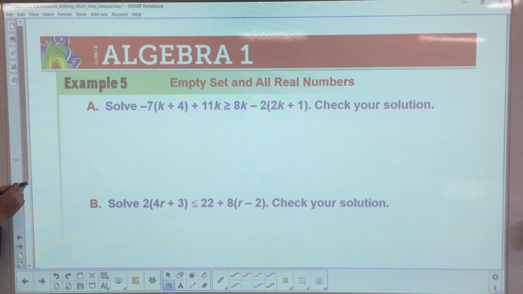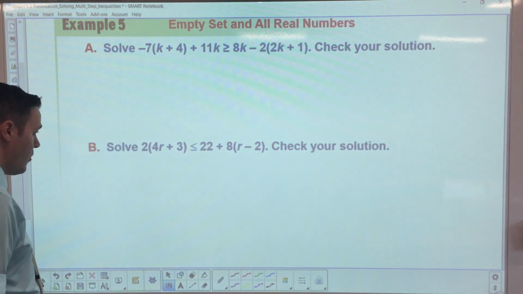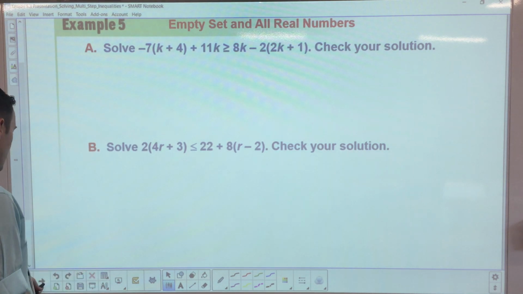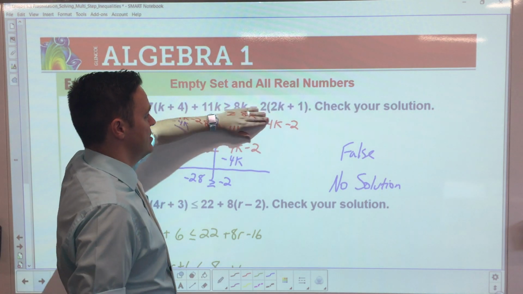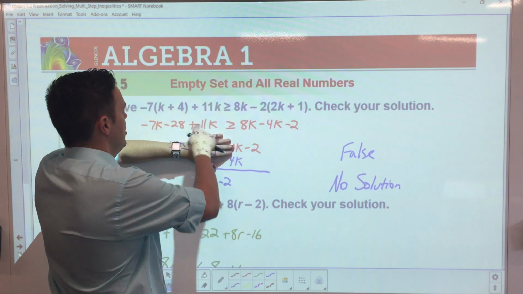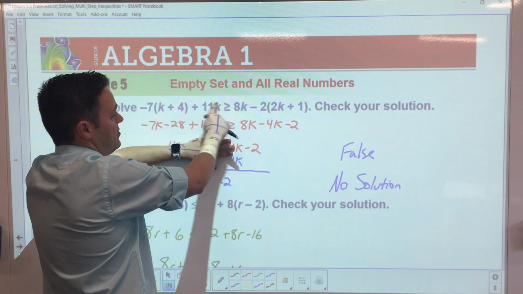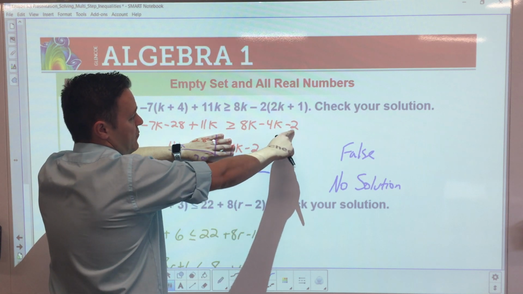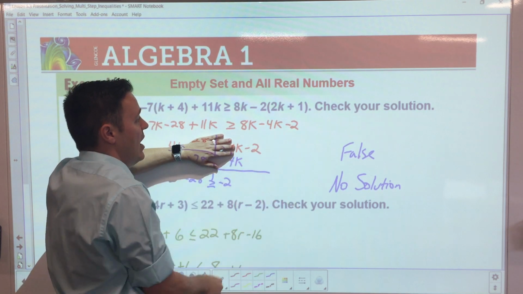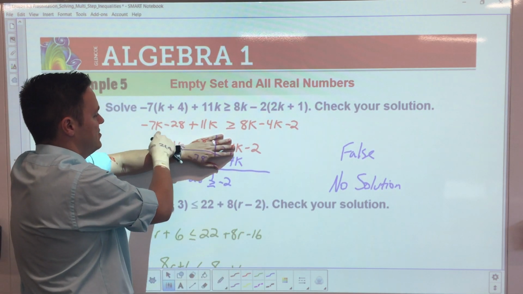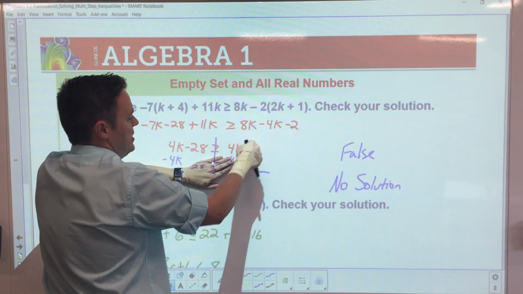All right, empty set. This one's kind of interesting, guys. So what I want you guys to do is, I actually solved this one out. And what we're doing first is we're going to distribute. So on your first step, when you distribute this top line, this is empty set in real numbers. Do the distribution, okay, which would be 7k minus 28, so that's a negative. Negative here, it'd be -4, and then negative and negative, or negative, and that one would be -2. Now you need to combine like terms. 11 and -7 is 4k minus 28. 8 minus 4 is 4 minus 2.